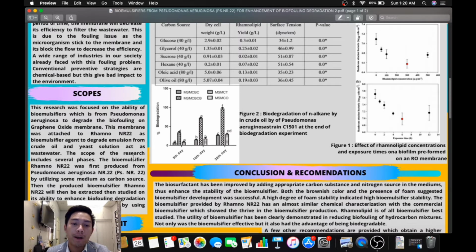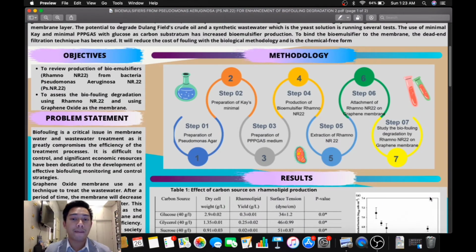Then, the produced bioemulsifier Rhamnolipid NR22 will be extracted before being characterized to compare with the commercial one. The extracted bioemulsifier was then studied on its ability to enhance biofouling degradation in crude oil and yeast solution. This will show the ability of the bioemulsifier to break down industrial emulsions such as crude oil and wastewater. However, it is needed to narrow down to a specific scope as there are always limitations in research. Let's move on to the methodology part.